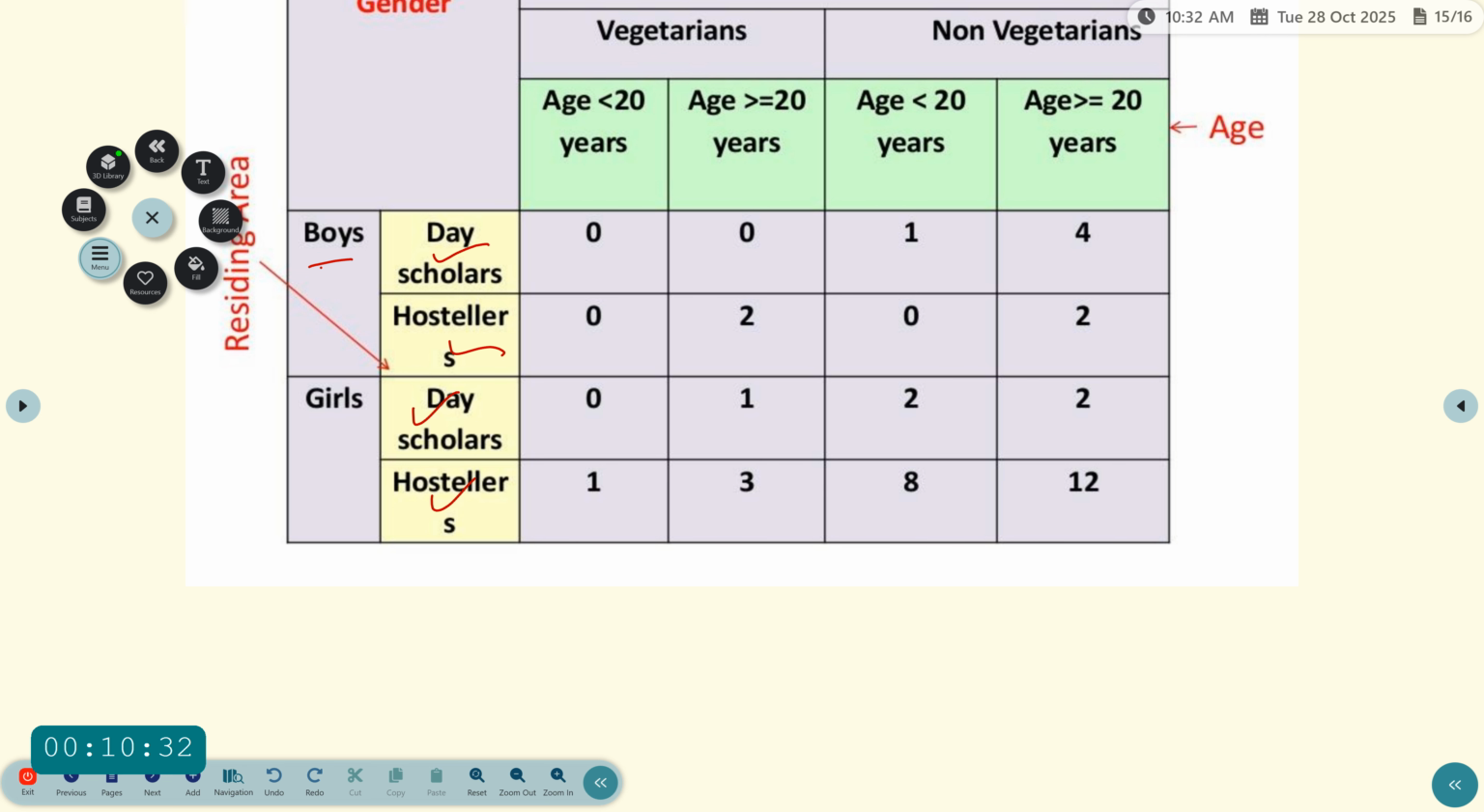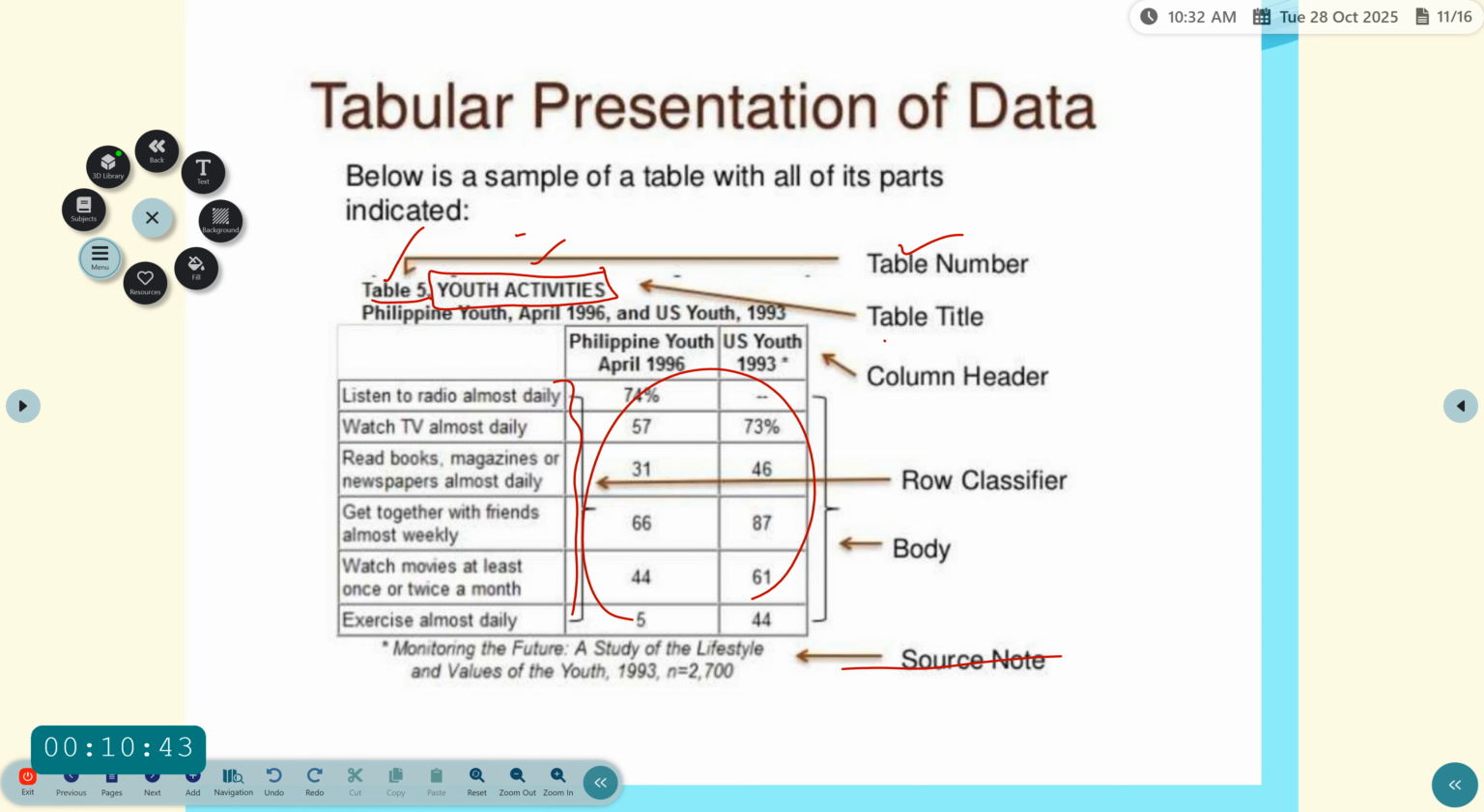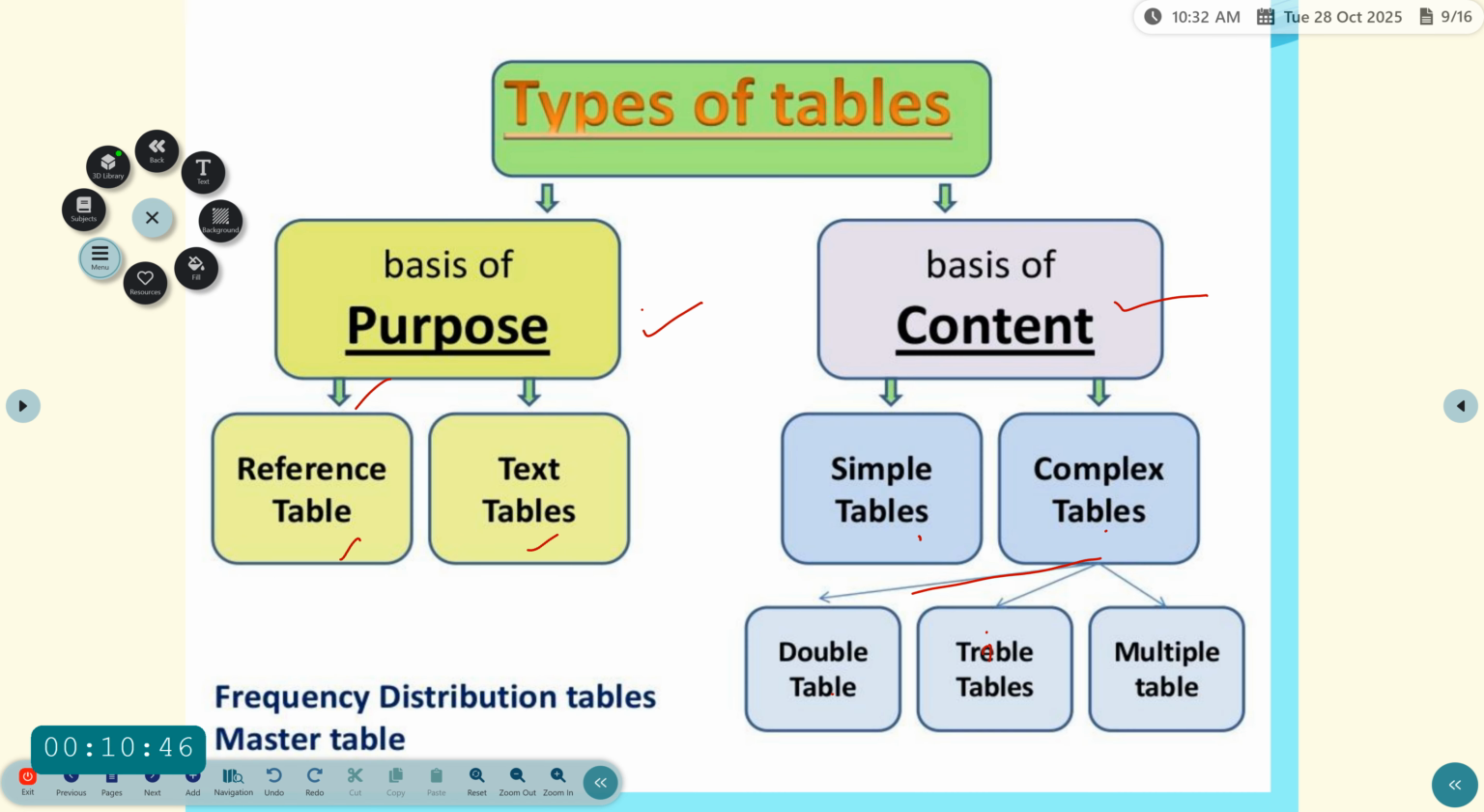Now, students, in this class I explained the tabular presentation of data. In general, tables are classified on the basis of purpose and basis of content. Under purpose, we have two types: reference table and text table. Under content, we have simple table and complex table. Complex tables are further classified into double table, triple table, and multiple table. A simple table represents only one characteristic, a double table two characteristics, a triple table three characteristics, and a multiple table more than three.